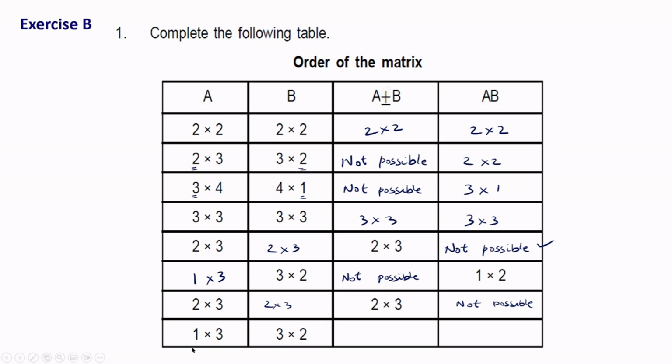And next we have order of A is 1 by 3, order of B is 3 by 2. So here we can see that order of A not equal to order of B. So we cannot find A plus or minus B. This is not possible.